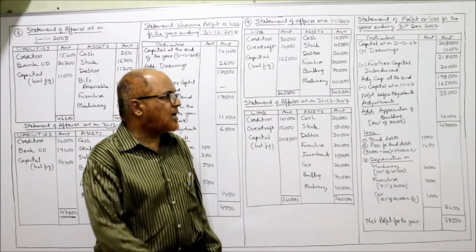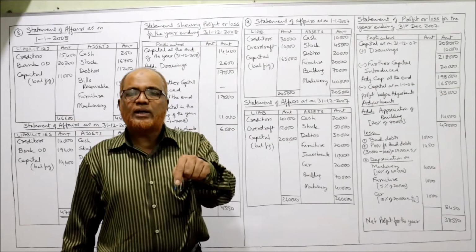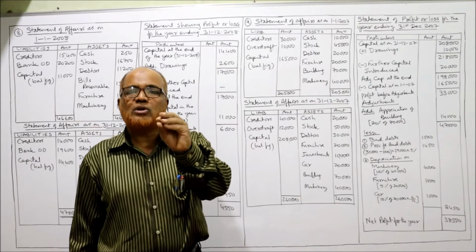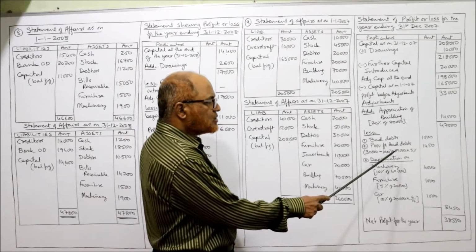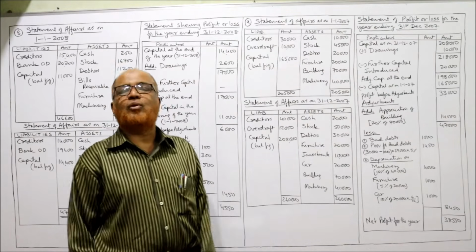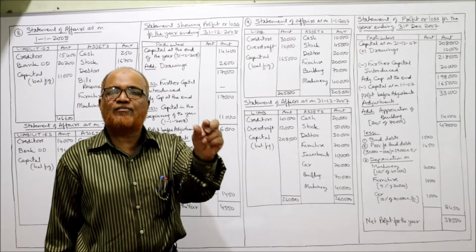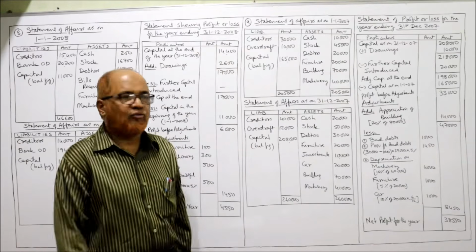The good debts are 29,000. On this 29,000 also we have to make a provision of 5%. So 29,000 into 5%, 1,450. This is called reserve for doubtful debts or provision for doubtful debts.